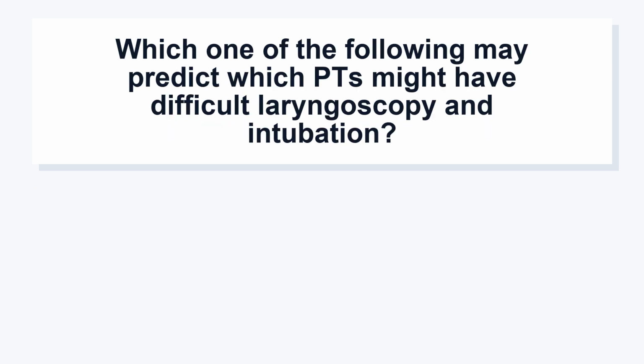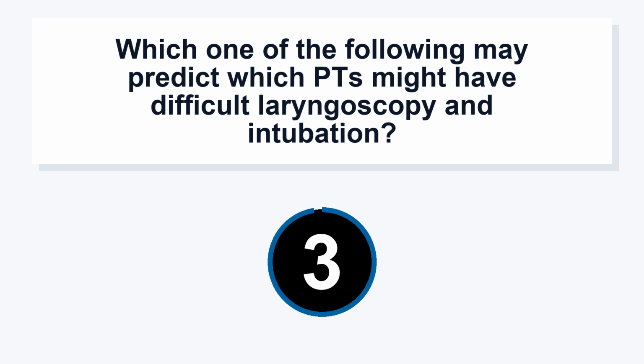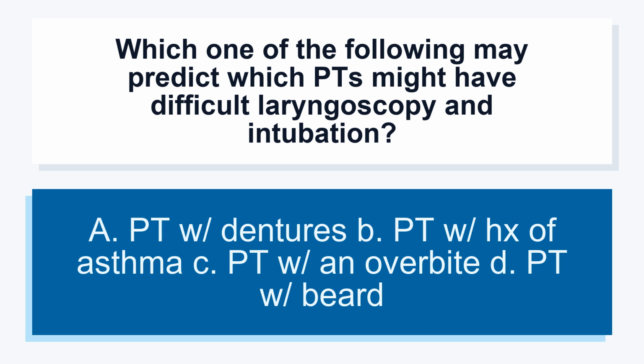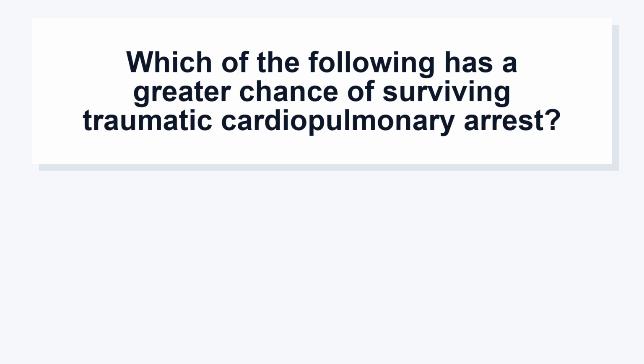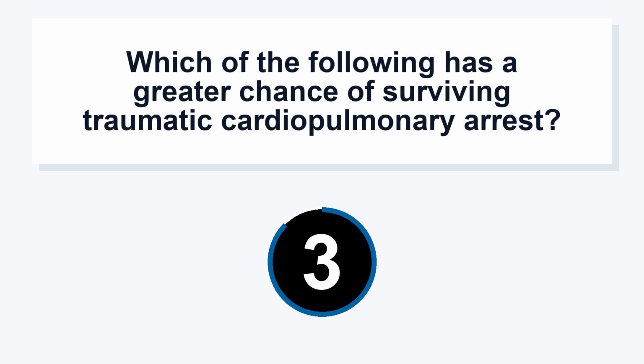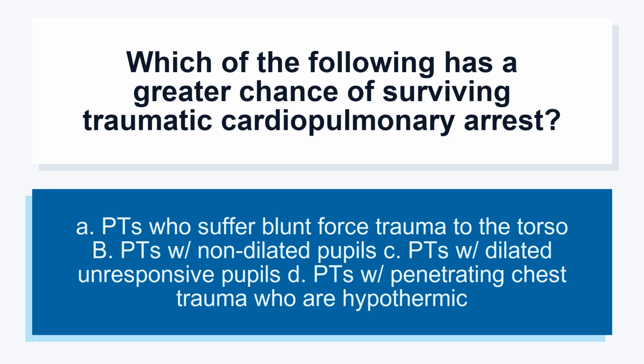Which one of the following may predict which patients might have difficult laryngoscopy and intubation? A. Patient with dentures. B. Patient with history of asthma. C. Patient with an overbite. D. Patient with beard. Which of the following has a greater chance of surviving traumatic cardiopulmonary arrest? A. Patients who suffer blunt force trauma to the torso. B. Patients with non-dilated pupils. C. Patients with dilated unresponsive pupils. D. Patients with penetrating chest trauma who are hypothermic.